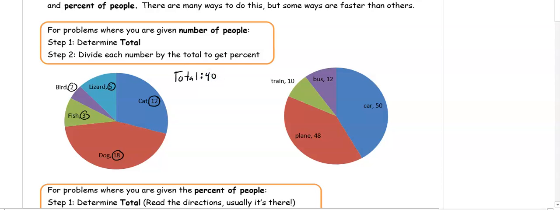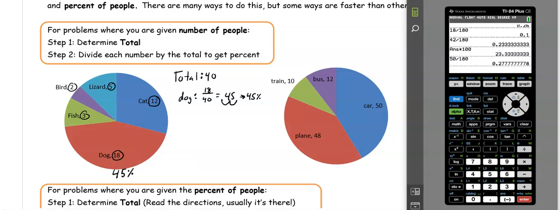To find the percent then, we're going to take the votes. Let's say we're doing dogs. There were 18 dog people out of 40 people. When we do 18 divided by 40, that gets us 0.45. And we're going to move our decimal over 2 places. So that would be 45%. On our calculator, we could also just do 18 divided by 40 and then multiply by 100 to get our percent. So either way is fine to get our answer.